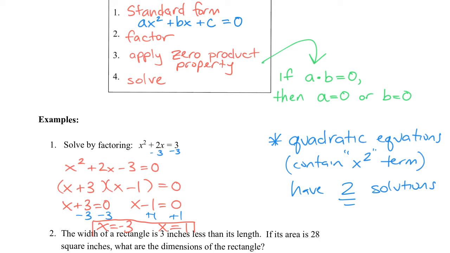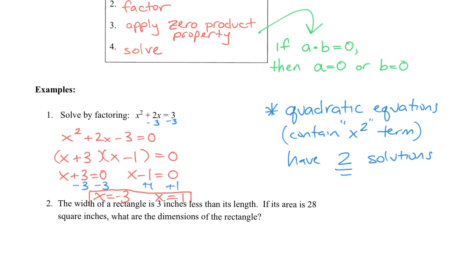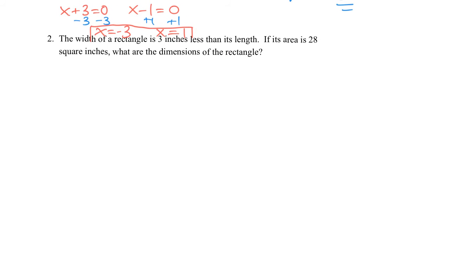Okay, so all we have left is now a word problem. Let's apply this in word problem form. All right, the width of a rectangle is 3 less than its length. If its area is 28 square inches, what are the dimensions of the rectangle? So first of all, dimensions means length and width. So I'm going to start this problem by writing length equals, width equals, over here, because that will remind me I have to list both of those.